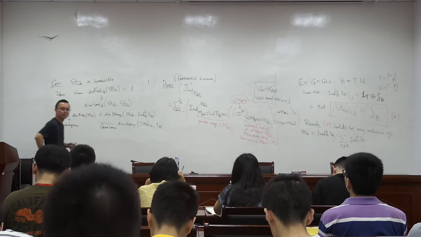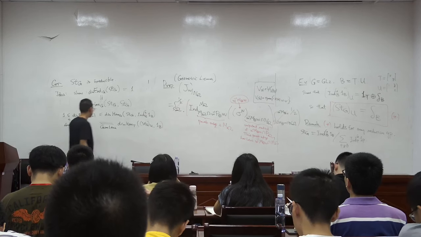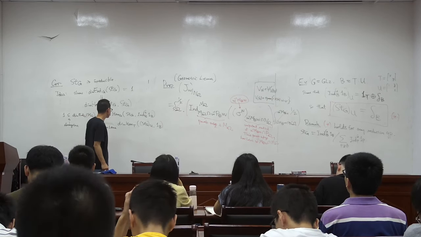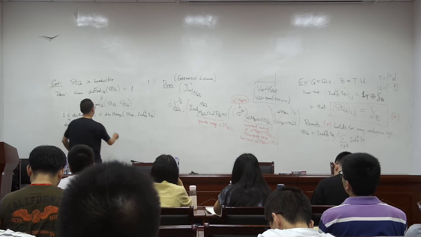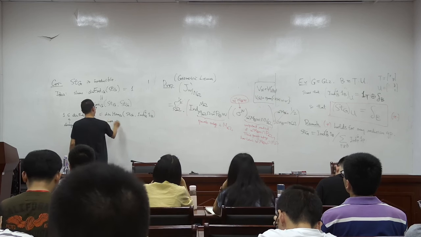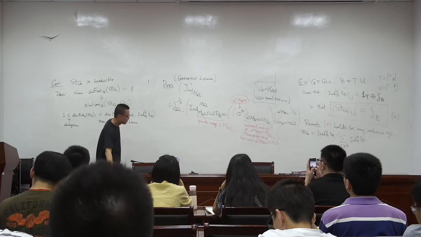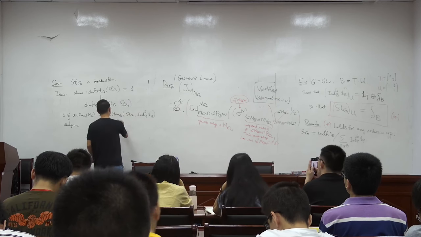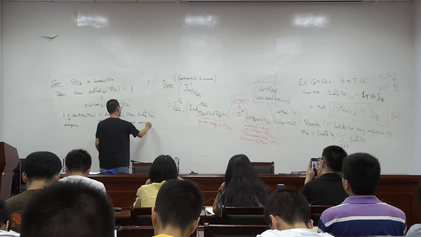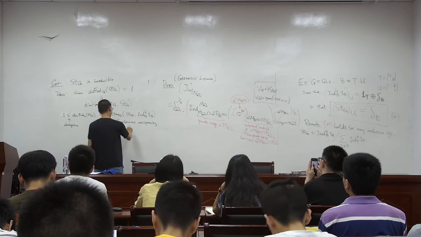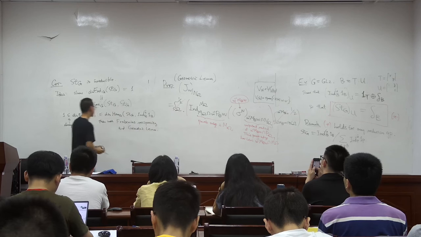Maybe we leave this point a bit like this. Okay, yeah, it's better. Maybe I just write it here. You use the geometric lemma. We use Frobenius reciprocity and geometric lemma.